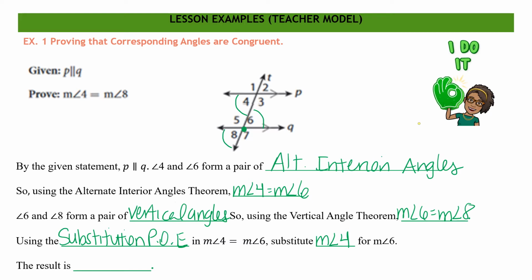So because I'm replacing one for the other, here, if I replace the measure of angle 6 for the measure of angle 4, I can now say that my result is the measure of angle 4 now equals the measure of angle 8. And that comes back to what we initially wanted to prove, that these two angles here were in fact equal to each other, and we also know that these two angles are also corresponding.